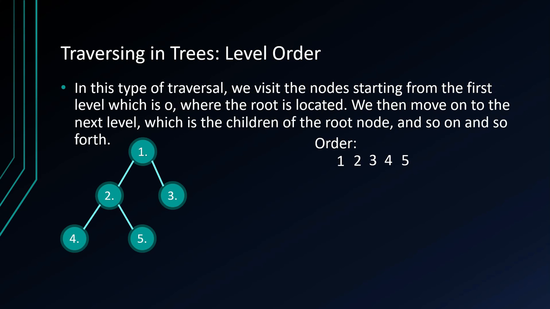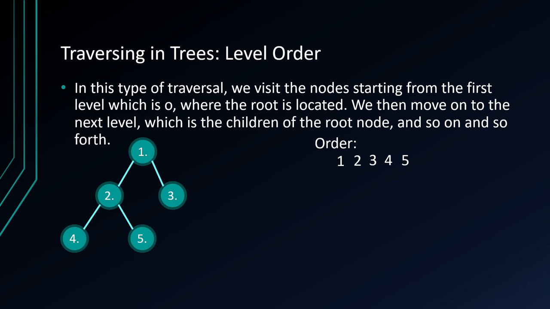And finally, we have level order. In this type of traversal, we visit the nodes starting from the first level, which is 0, where the root node is located. We then move on to the next level, which is the children of the root node, and so on and so forth.